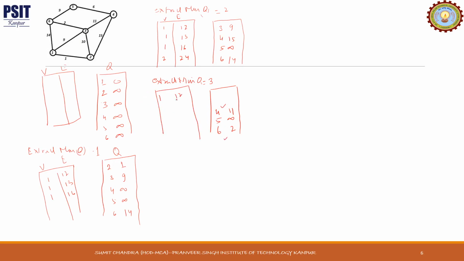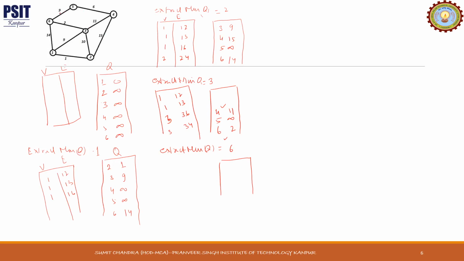From 1 we got 1 2, we got 1 3. Now 6 is updated. So we got 3 6 from 3, new weight. Initially 6 came from 1, now 6 is coming from 3. And 4 was initially coming from 2, now 4 is coming from 3. So 3 2, 3 4. Now again extract min. So minimum weight 6 will be extracted.